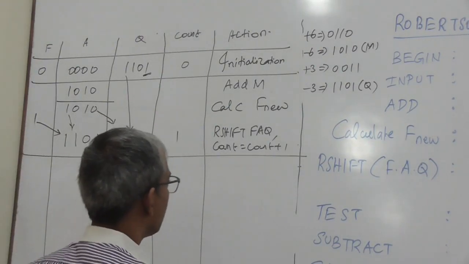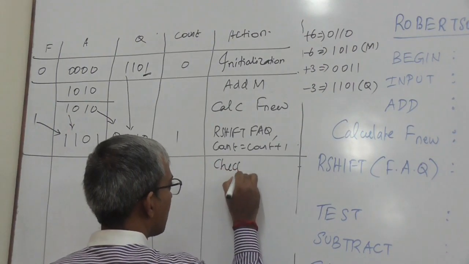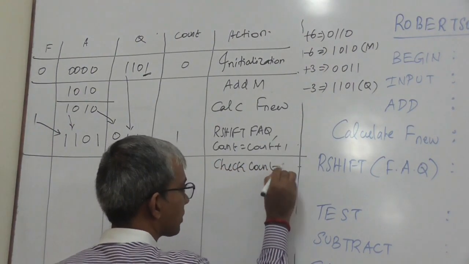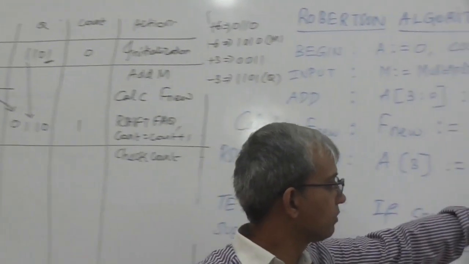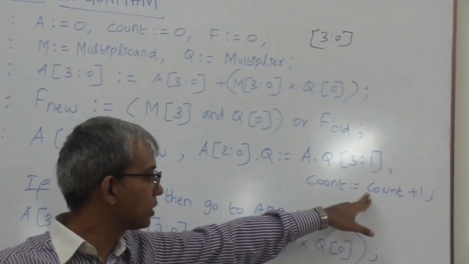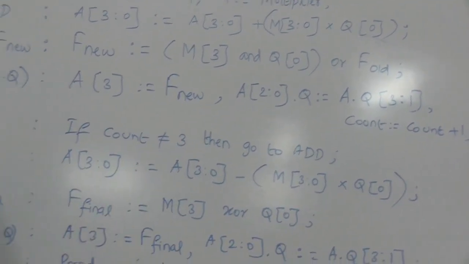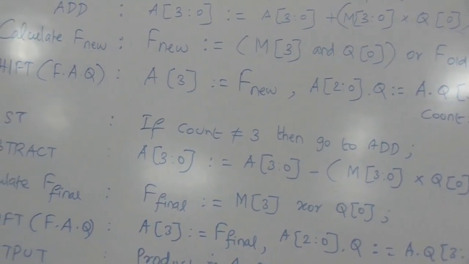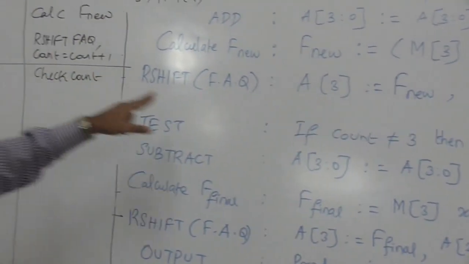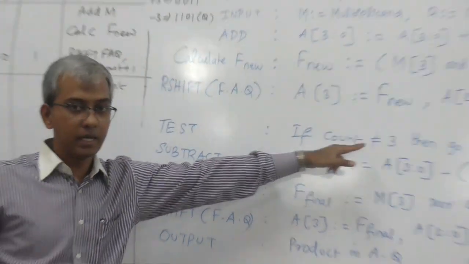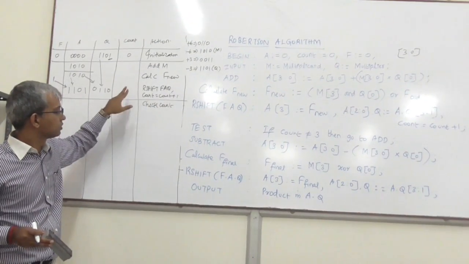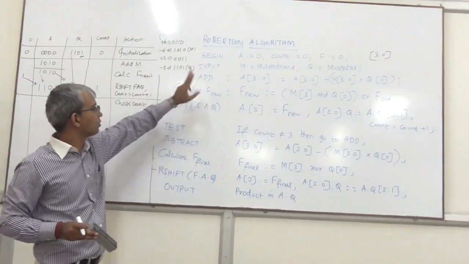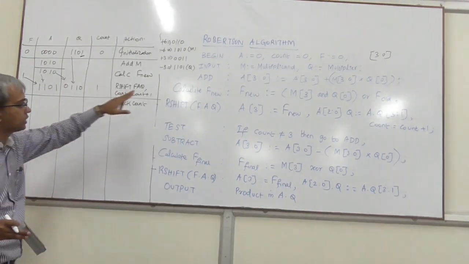Next I have to check the count value. So we completed up to this, right? We shifted it, we incremented the count. What is the next step? I have to check for the count whether it is 3 or not. No, the count value is 1 here. So if count is not equal to 3, yes, count is not equal to 3 here. So the condition is true. Then go to add. Once again, you have to go for this addition operation.